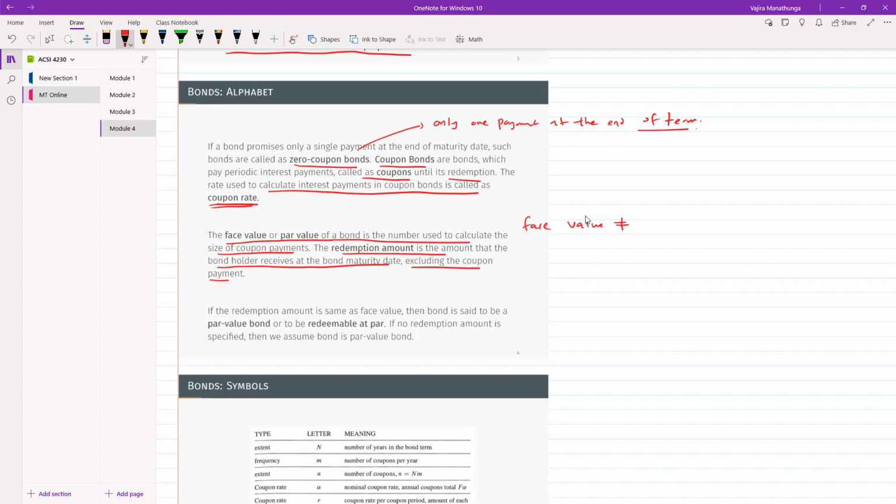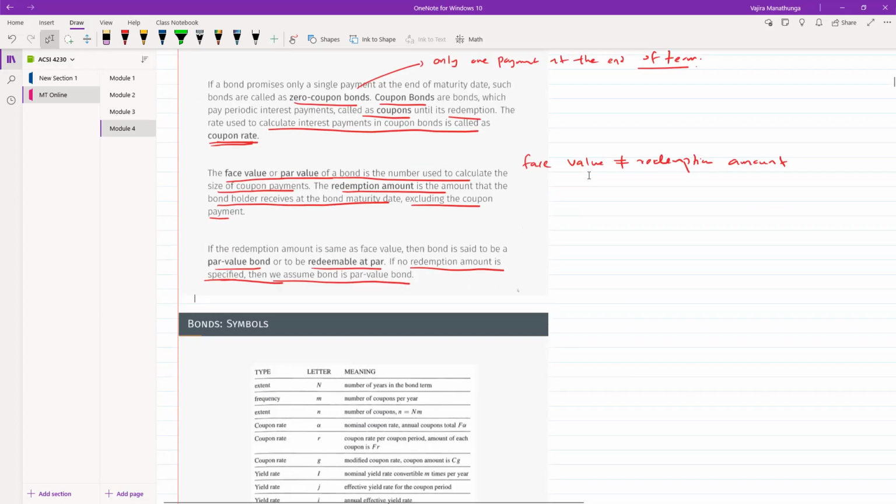Now the face value may not be the same as the redemption amount. So these may be two different values. Usually they are the same, but there is no rule saying it should be the same. If the redemption amount is the same as the face value, then the bond is said to be a par value bond or to be redeemable at par. If no redemption amount is specified, then we assume the bond is a par value bond. That is something you need to remember when you're doing problems.